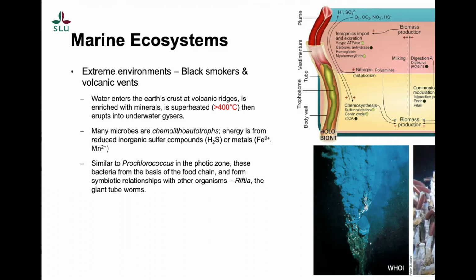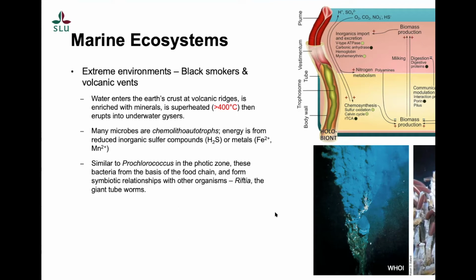So a lot of the organisms that live here are using reduced inorganic sulfur compounds like hydrogen sulfide, the rotten egg smell. There's also a lot of reduced metals coming out of these black smokers. And now that you have microbes utilizing these minerals, you can get other organisms further up the food chain that can feed off of these. So you get these giant worms, these tube worms, that I'm sure people have seen.